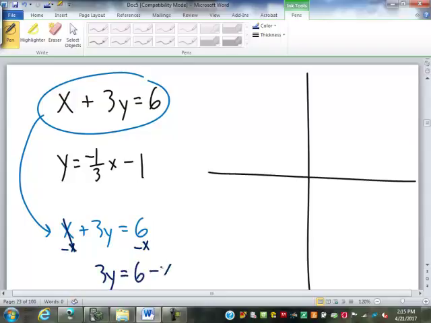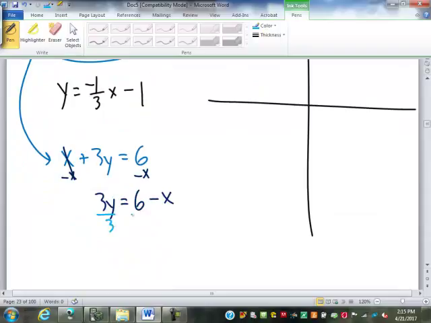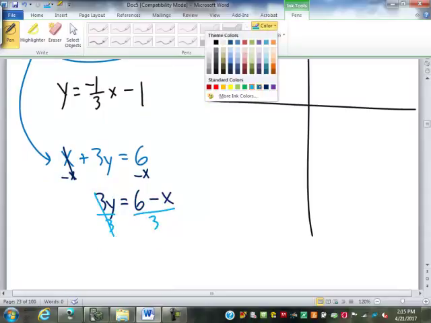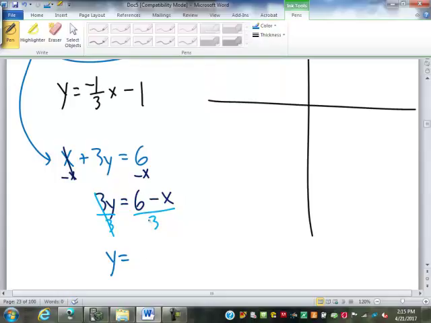So 3y equals 6 minus x. Then what? Divide by the 3. So y equals, what's 6 divided by 3? 2. And negative x divided by 3? Negative 1/3 x. Perfect. We treat that as a negative 1x, so we put negative 1 over 3 as negative 1/3 x. So where do we start? We start at positive 2, and from there we go down 1 over 3. Perfect.